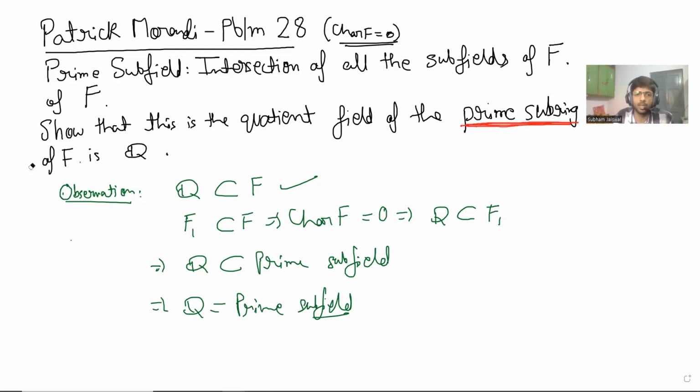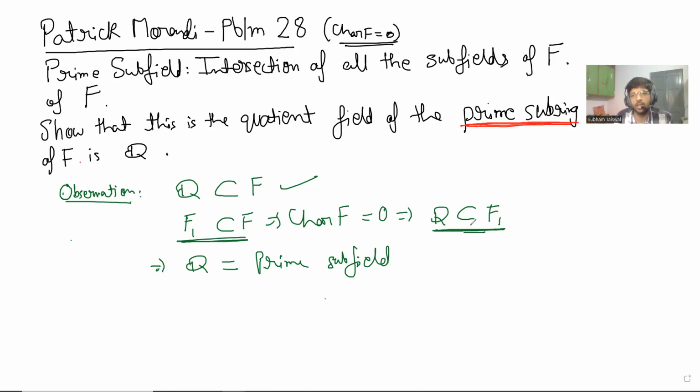Maybe it's better to write it here. Because this is like the definition: Q is contained in every subfield. F1 contained in F implies Q contained in F1. We know that every subfield of every field of characteristic 0 contains Q. So by definition, it's contained in every subfield, so it is the prime subfield. That is an equivalent definition. This definition is by intersection, but we can also take this one. We can separately prove they are equivalent.